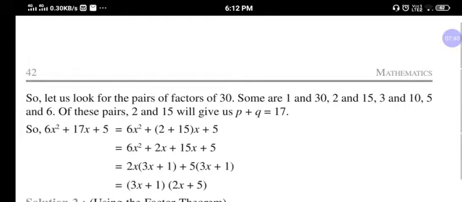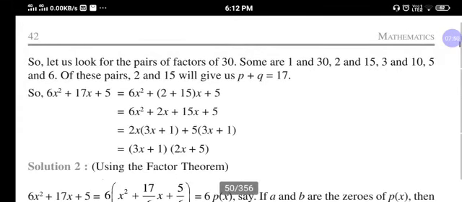Now in the first two terms we have 2x common, 3x plus 1, and in the last two terms we have 5 common, so 3x plus 1. Now once again 3x plus 1 is a common term, and 2x plus 5 in the second term. This is the splitting of the middle term.